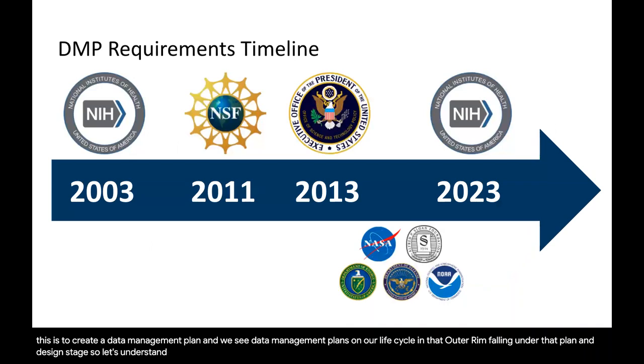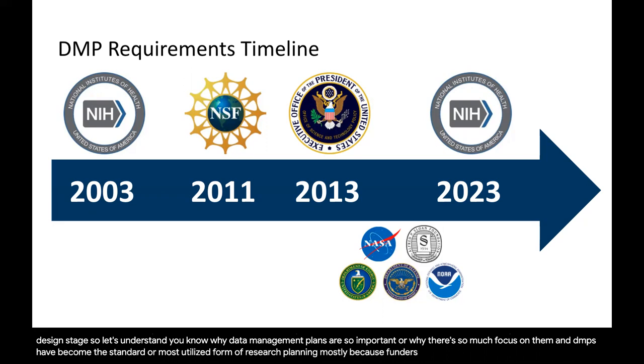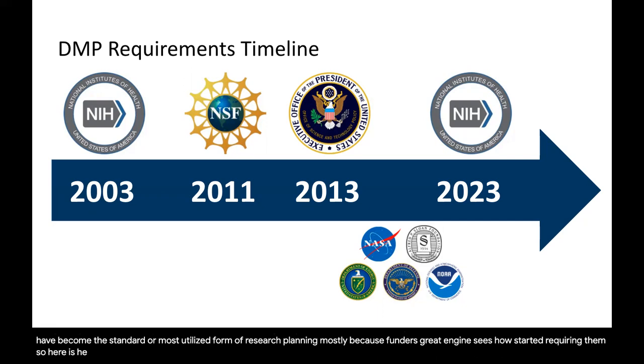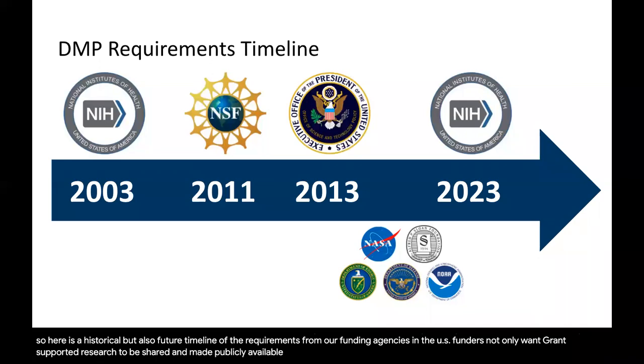So let's understand why data management plans are so important, or why there's so much focus on them. DMPs have become the standard or most utilized form of research planning, mostly because funders, grant agencies have started requiring them. So here is a historical but also future timeline of the requirements from our funding agencies in the US. Funders not only want grant-supported research to be shared and made publicly available, they also want to understand how the underlying data will be managed throughout the course of your grant.